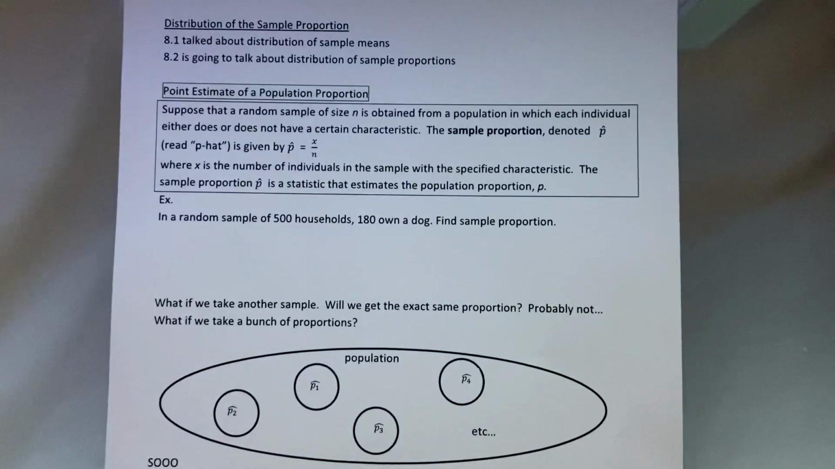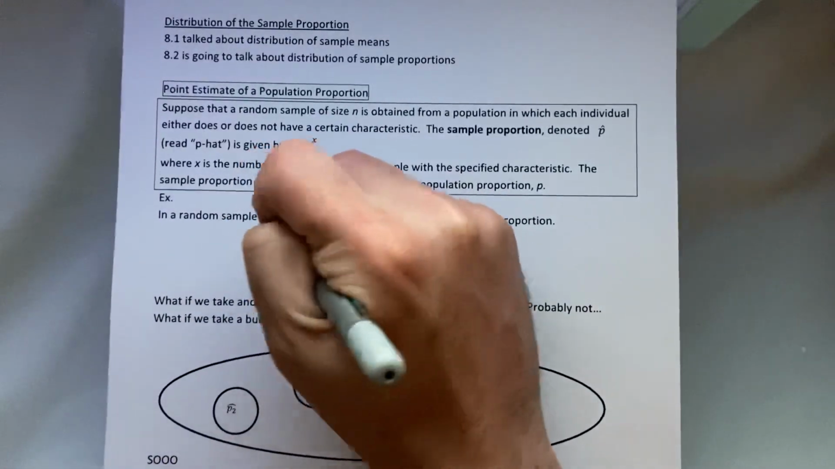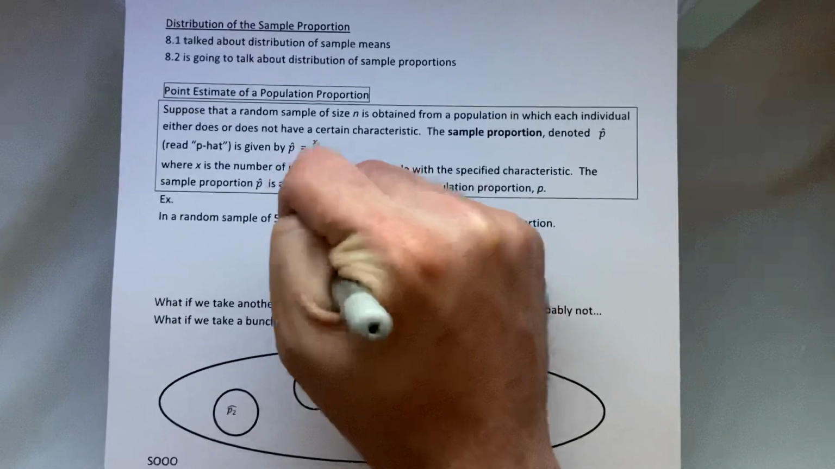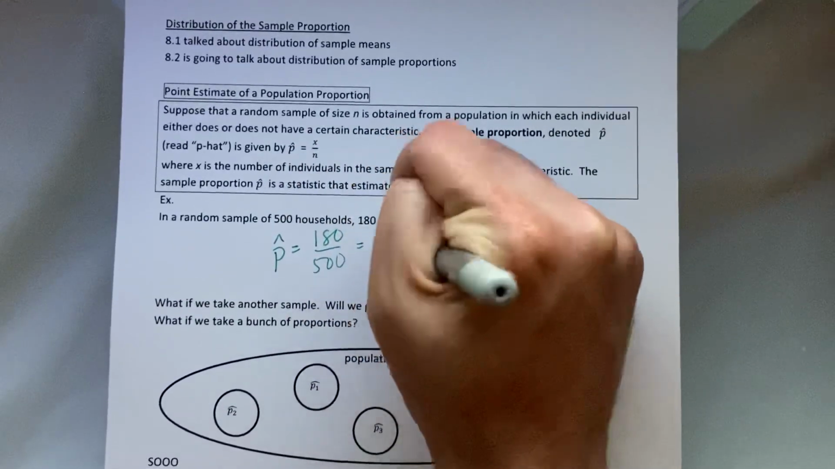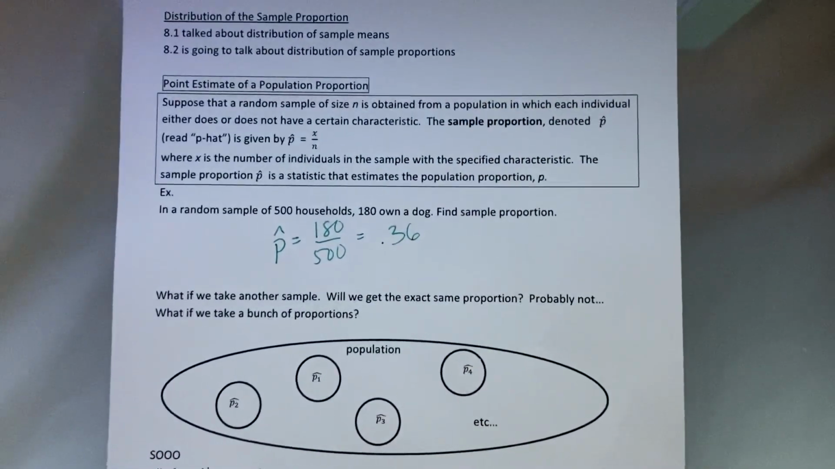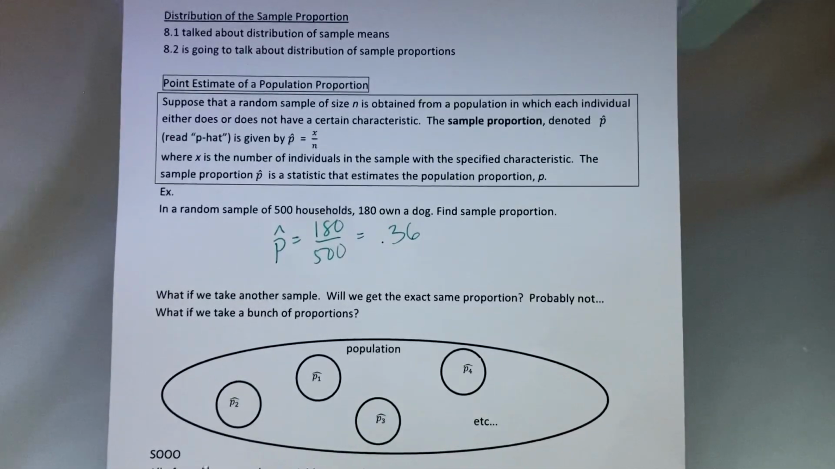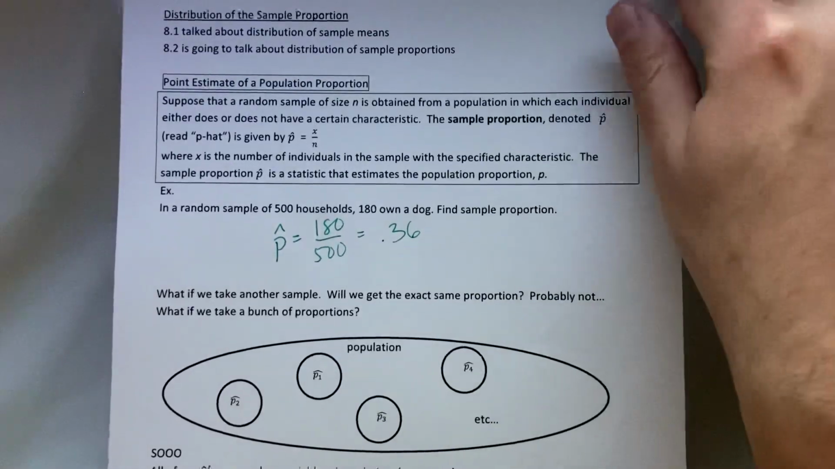So in a random sample of 500 households, 180 own a dog. Find the sample proportion. We just need to take 180 divided by 500, which is 0.36. Now again, this estimate should always be between 0 and 1, 0 meaning no one has the characteristic, 1 meaning everyone has the characteristic.